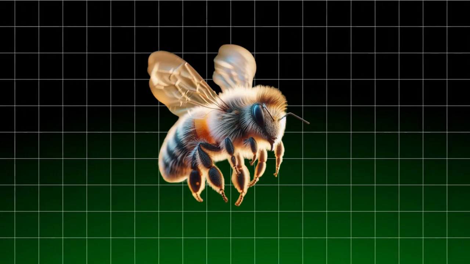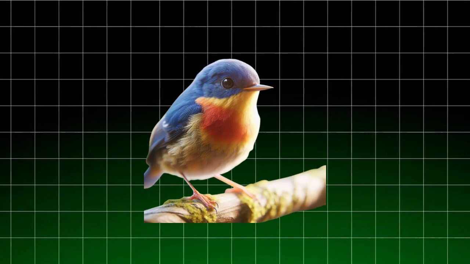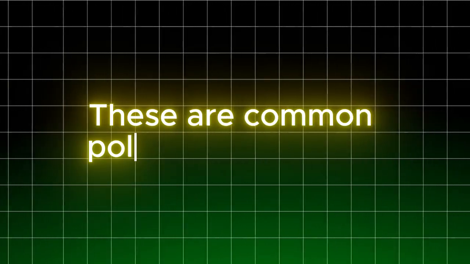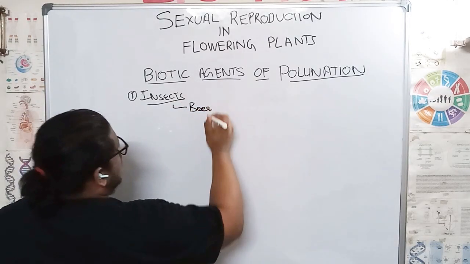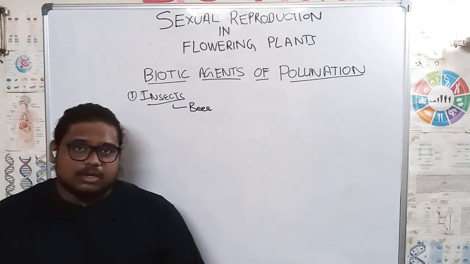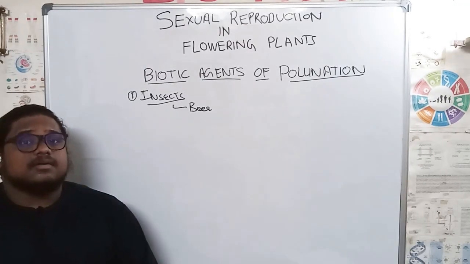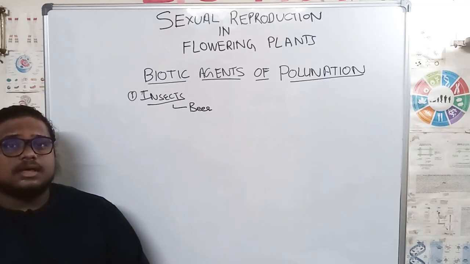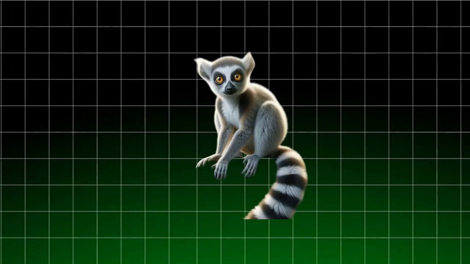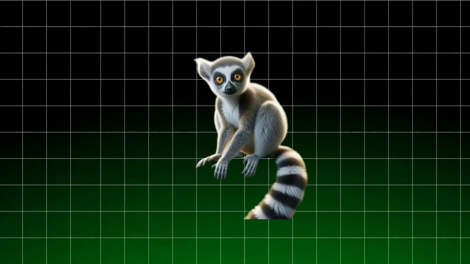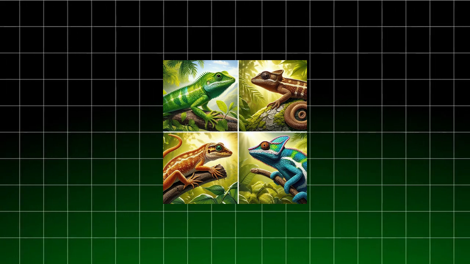Insects such as bees, butterflies, beetles, wasps, ants, moths, birds, and bats. These are the common pollinating agents. Among these, the bees are one of the most important agents of pollination. It is said that if bees decrease in number, pollination will be heavily affected. So bees are very important in pollination. Even larger animals, such as some primates, like lemurs, arboreal rodents, which are usually tree dwelling, or even reptiles, such as lizards, have also been reported as pollinators in some species.